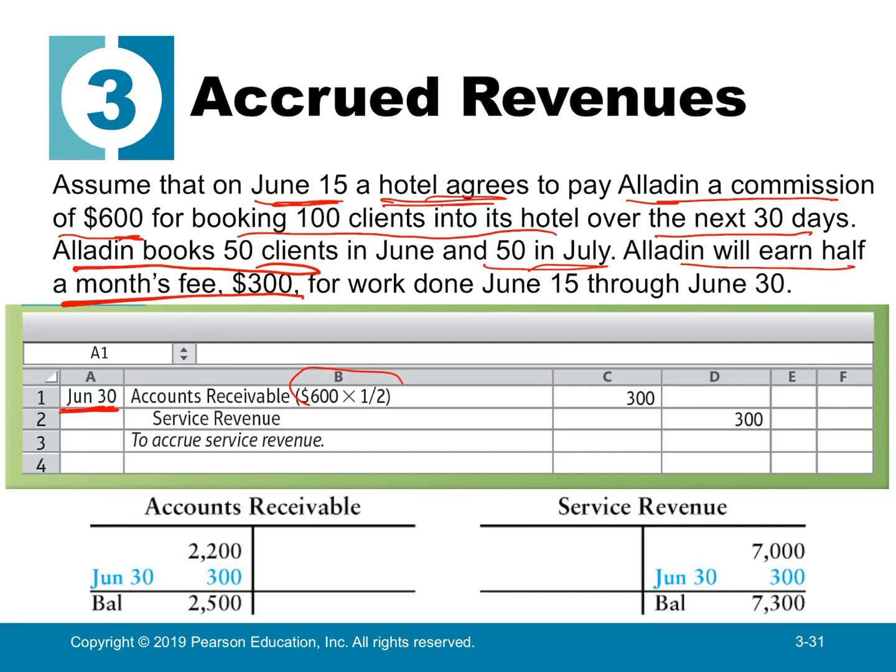Well, the half of the fee that they earned is going to be an account receivable. The hotel owes them $300, and they can recognize revenue of the $300 that they earned already, because again, the revenue recognition principle is we recognize revenue when it is earned, okay? And they earned it because they will earn half the month's fee of $300 because they did that work in June, right? They booked 50 clients in June.